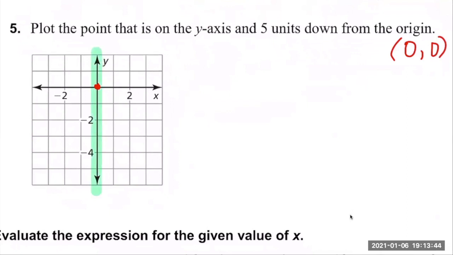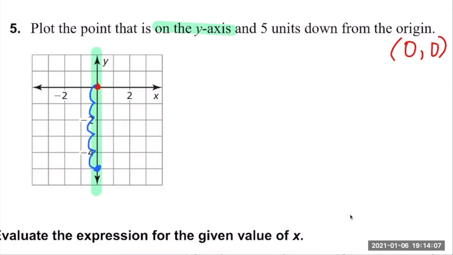So that means we have to be along there somewhere. So we're not going to be out in a quadrant. We are on the y-axis because it tells us on the y-axis. Then it tells us 5 units down. So that's exactly what we're going to do. We're going to go down 5 units. So down 1, 2, 3, 4, and 5.